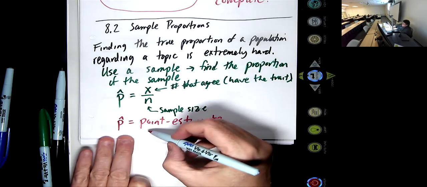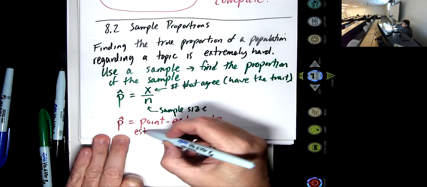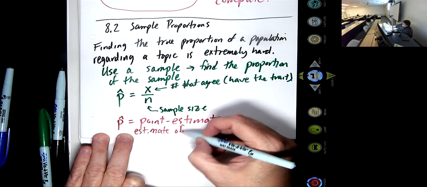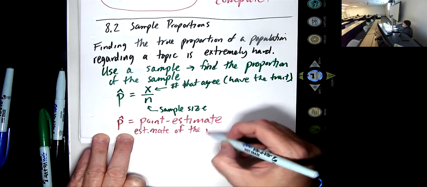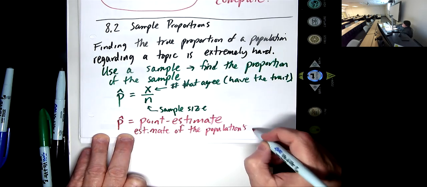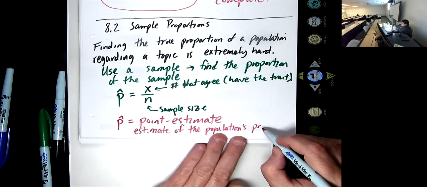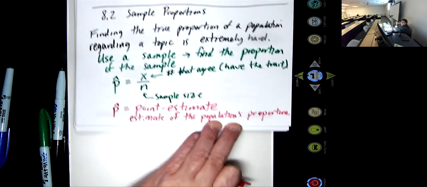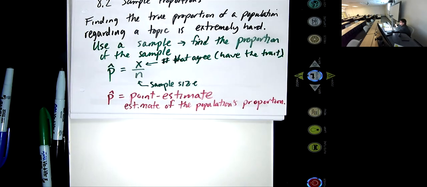And it's an estimate of the population's proportion. It's not an estimate of the sample. We already know the sample's proportion exactly. We calculate the sample's proportion exactly, but we can use it as an estimate for the population.